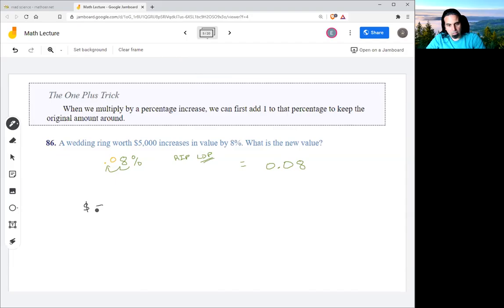But what I don't want to do is 5,000 times just a plain 0.08, because then the 5,000 will disappear and I have to add it back on and that's extra work and I'm lazy. So instead, I'm going to say, let's put a one in front, which is really easy to do. Kapow, there it goes. And now when I multiply 5,000 times 1.08, then I get 5,400. Questions about that one?